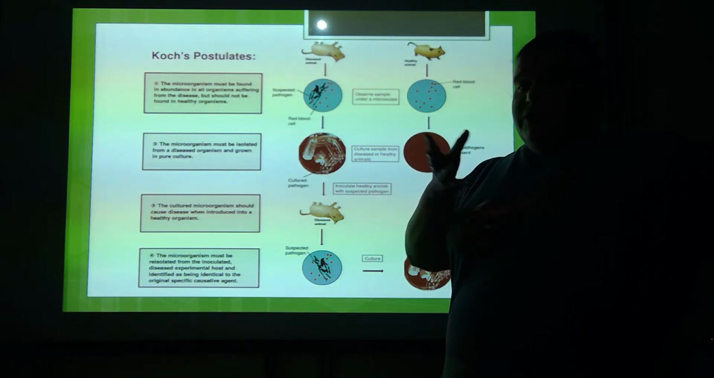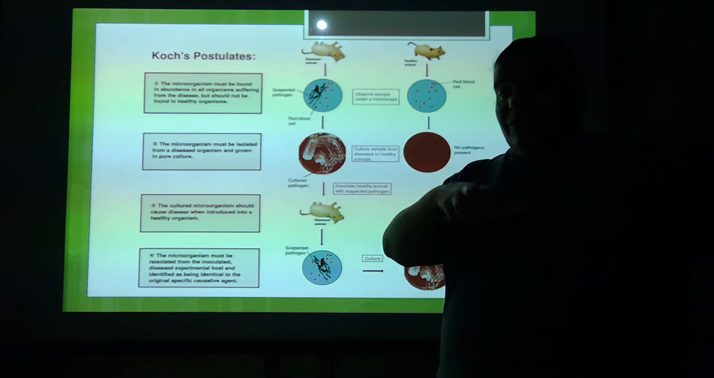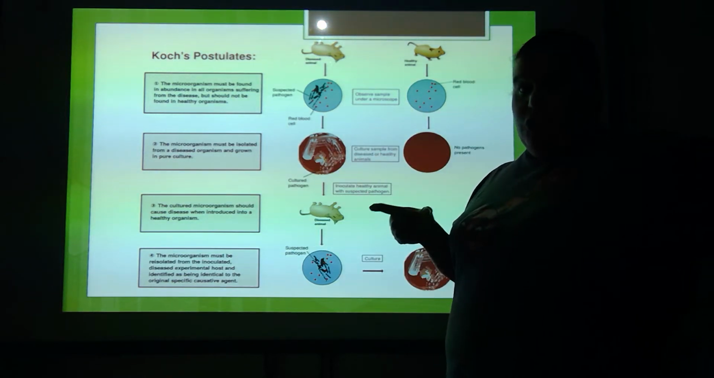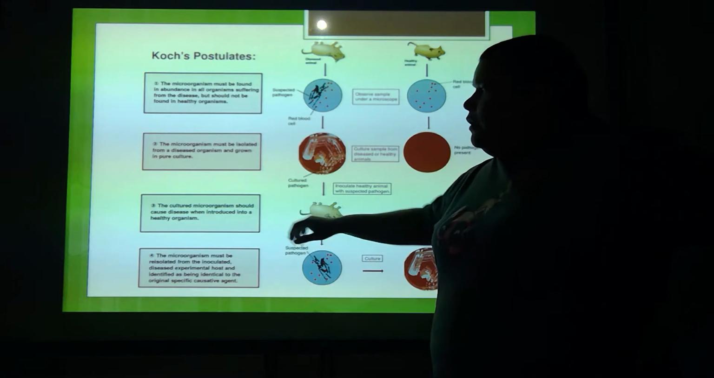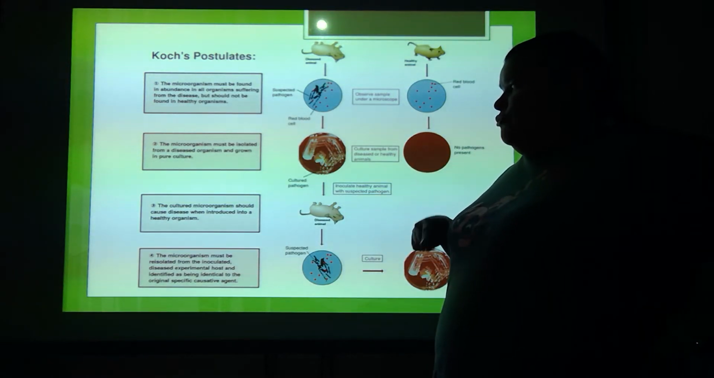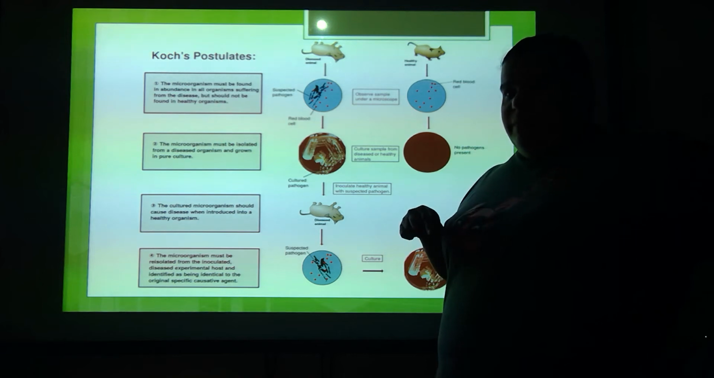So in other words, if there's somebody sick, I should be able to take whatever's making them sick and grow it separately on a culture plate. Three, the cultured microorganism should cause disease when introduced into a healthy organism.